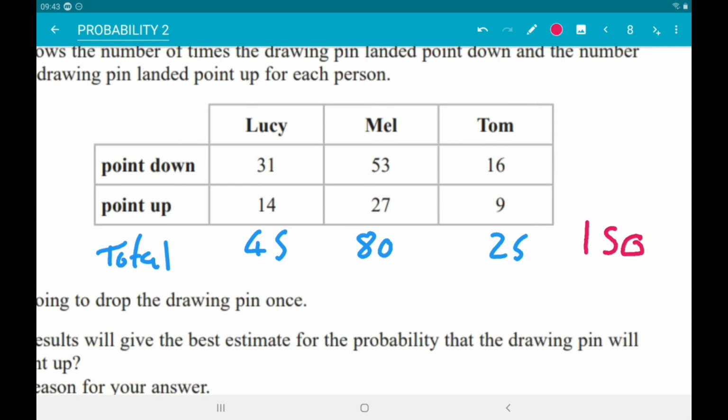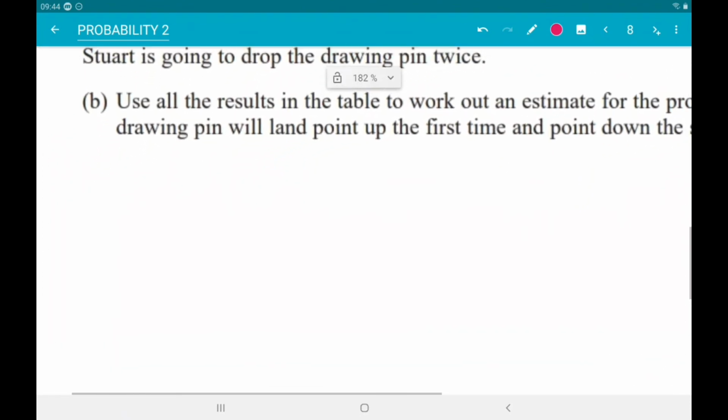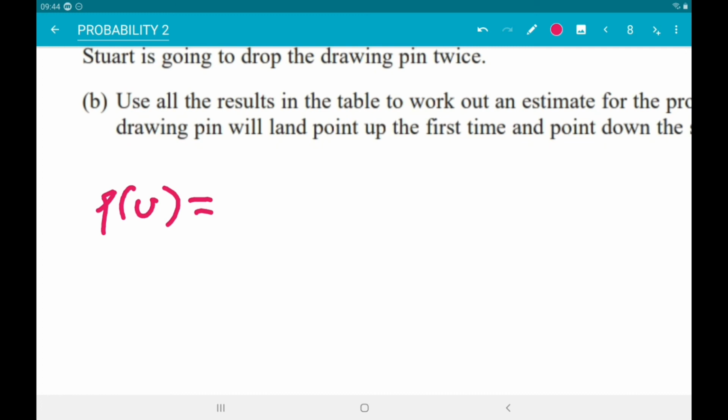Now we can work out the total number of times it landed point down. So 31 and 53 is 84, and 16 is 100. So that means it landed point up 50 times. So the probability we're going to use for point up is 50 out of 150, which is 1/3. And then the probability it lands down is 2/3.